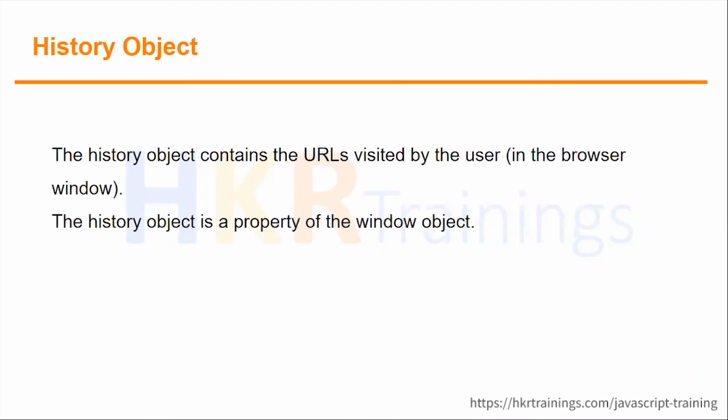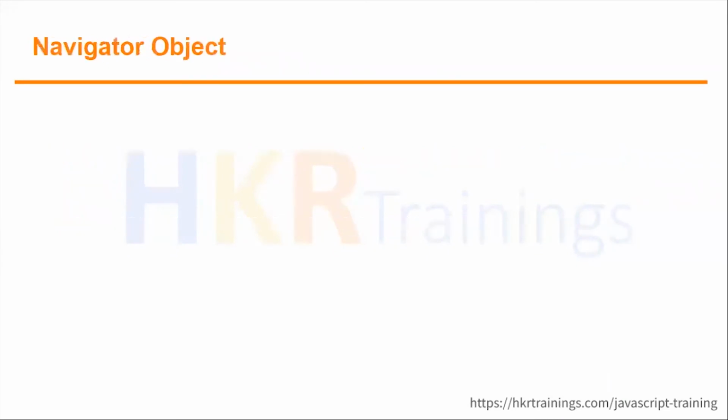Then the history object. The history object contains the URLs visited by the user in the browser window. It will return how many times the user visited a specific web page. The history object is a property of the window object. We will see all this in action. Then the navigator object.